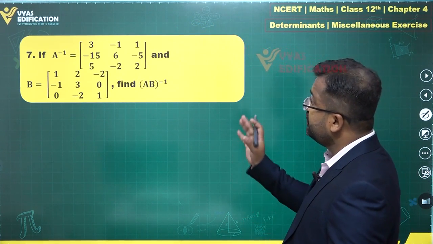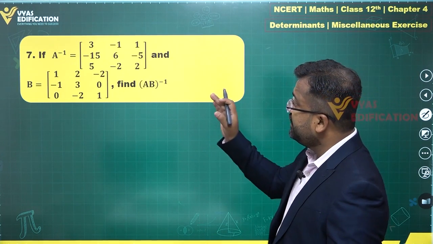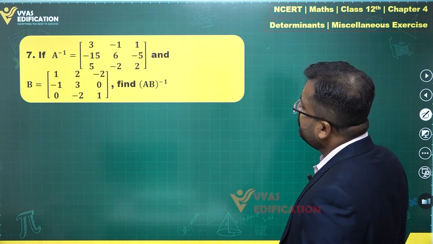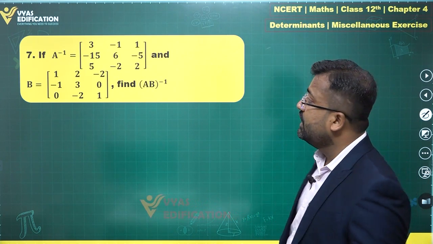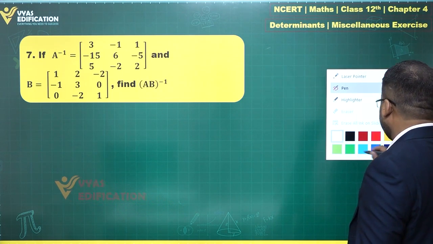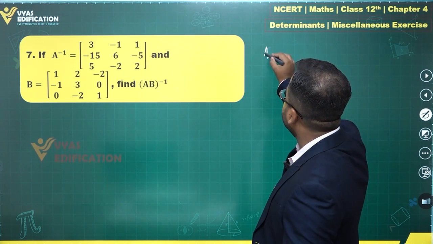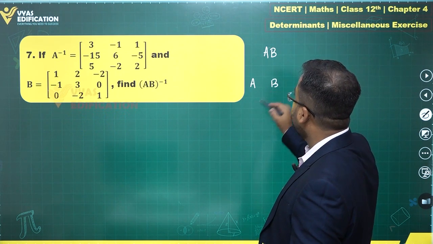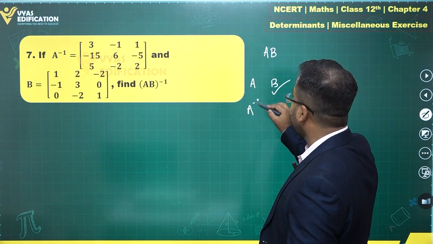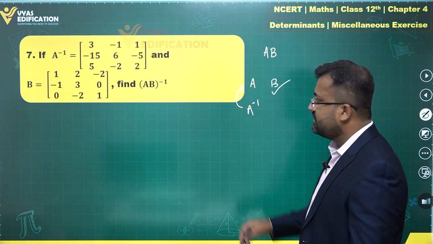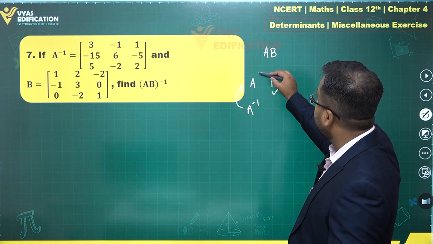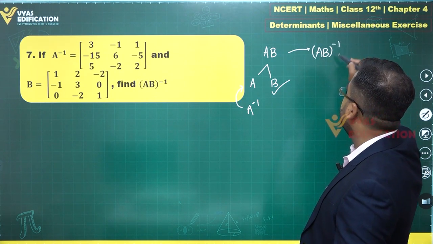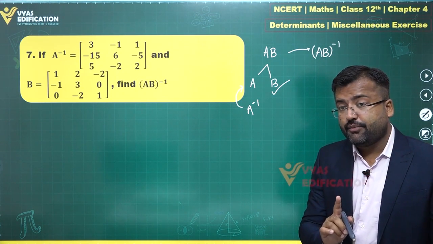If A inverse is this matrix and B is this matrix, find AB whole inverse. So one of the approaches for solving this question could be that we find AB first of all. For that we'll need A and B. B is given, but A has to be found using A inverse. So we'll find the inverse of this and get A. Then we'll multiply them together to give you AB, and then you go about finding the inverse of this. That's one approach, mind you.